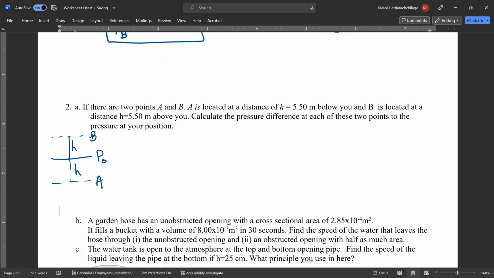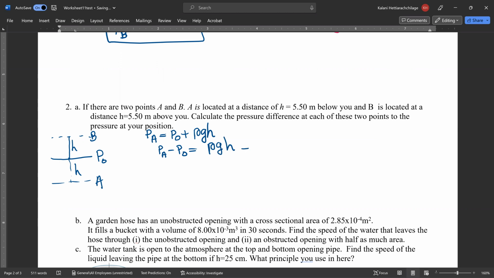So now calculate the pressure difference at each of these 2 points relative to the pressure at your position. The pressure at your position is P naught. So now we know that the pressure at position A we can write as P naught plus density. In this case, you have the density of the air, right? Rho GH. It doesn't matter whatever fluid we have. Fluid means air or gas, right? And then we need to calculate the difference between these two. PA minus P naught is equal to rho G H, right?